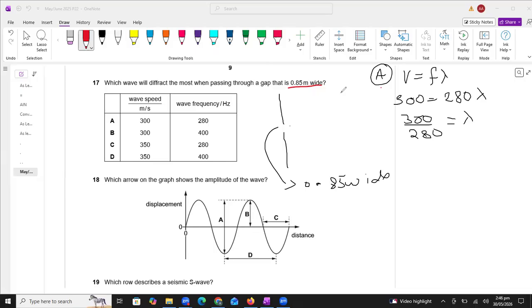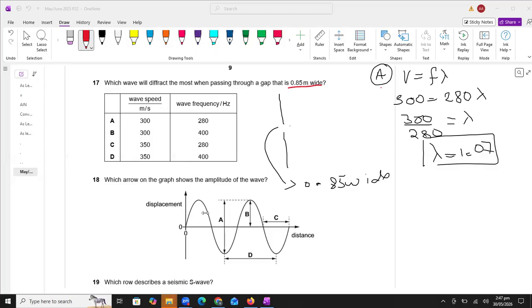300 divided by 280, what are we getting, everyone? 1.07. 1.07 is the wavelength of this wave. See, if the wavelength is greatest, it means that it will give us the most diffraction. So diffraction depends upon the wavelength of a wave. If the wave has a greater wavelength, it will diffract most.